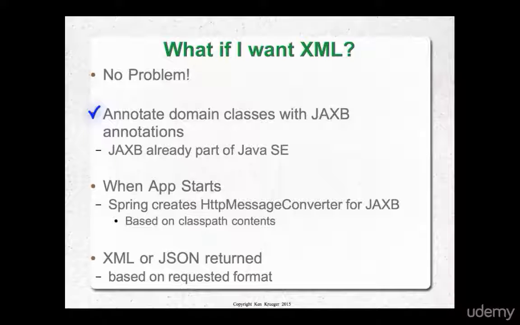All you have to do is annotate your domain classes with JAXB annotations, or you can use other XML technologies if you want to. The reason I went for JAXB is because JAXB is already built into Java SE. It has been for some time. Then what happens is I then have the option of asking for either XML or JSON.